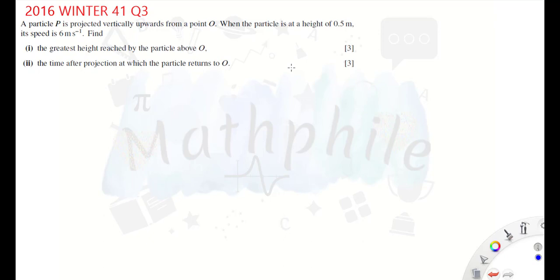Question number 3. A particle P is projected vertically upwards from a point O. When the particle is at a height of 0.5 meters, its speed is 6 meters per second. Find I, the greatest height reached by the particle above O. II, the time after projection at which the particle returns to O.